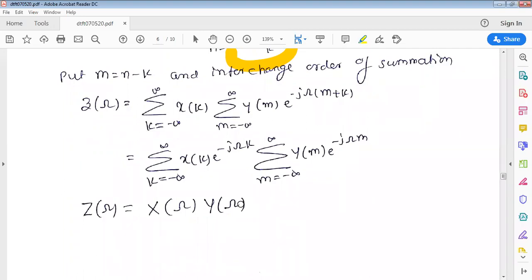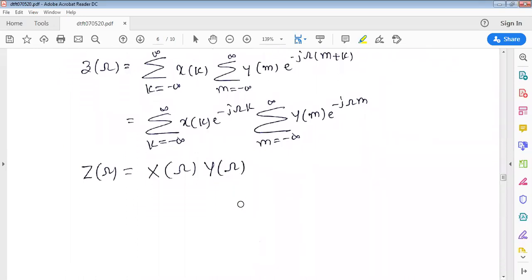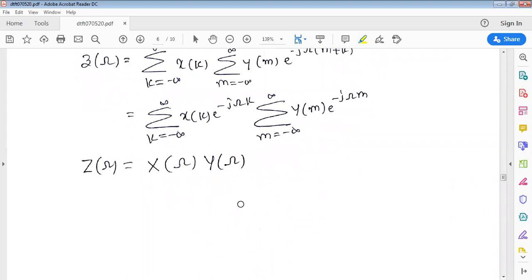So convolution in the time domain translates into multiplication in the Fourier domain. The same property we have seen in the continuous time Fourier transform and in the Fourier series also, and now we are seeing it in the discrete time Fourier transform. The same property also holds good in the Z transform. Whatever proof you know in the Z domain can be translated directly. The only difference is that z should be replaced by e power j omega. Other than that, there is no difference between the two.